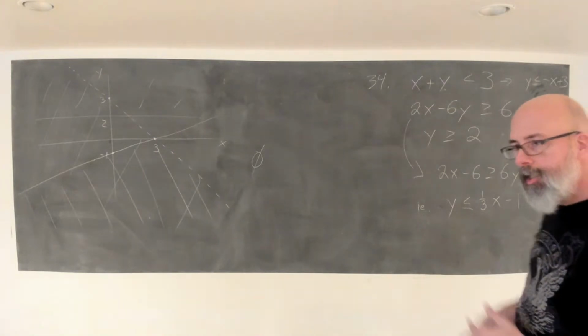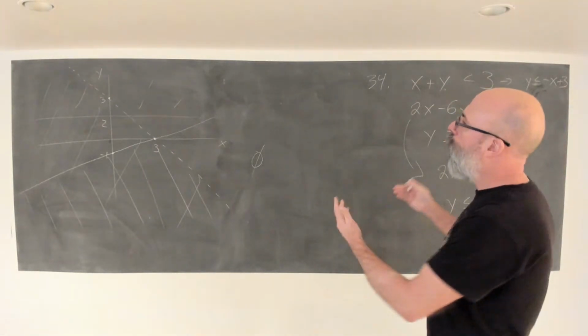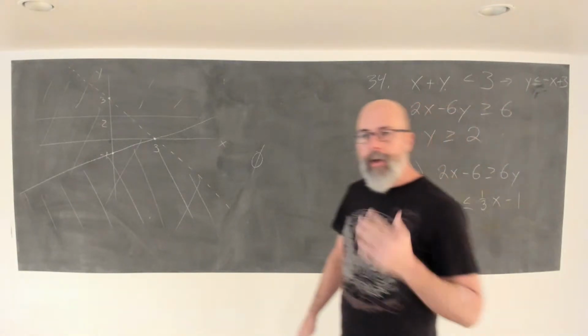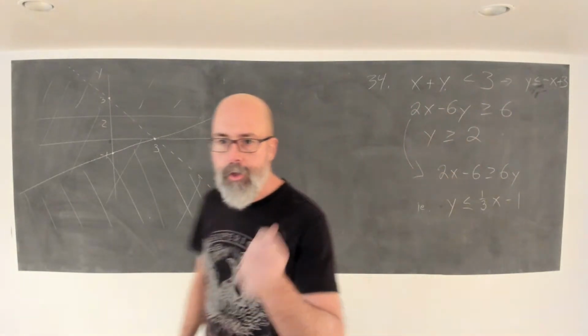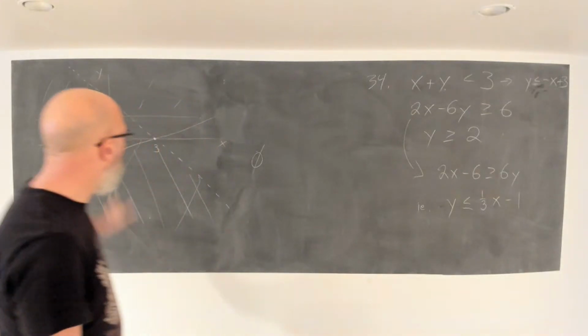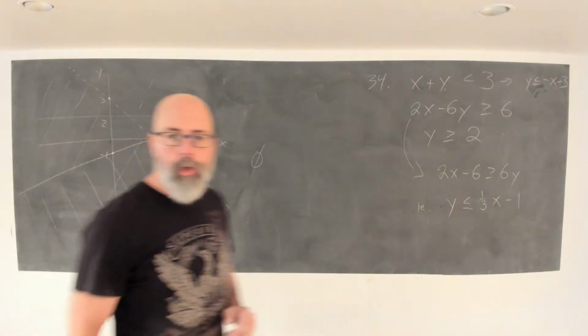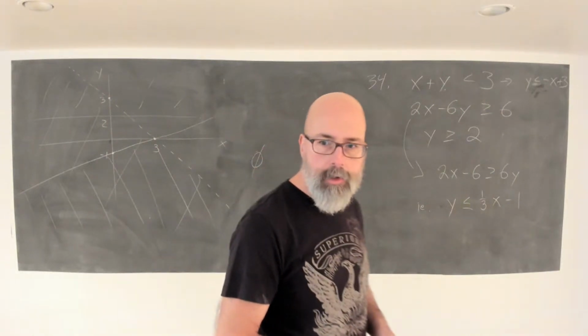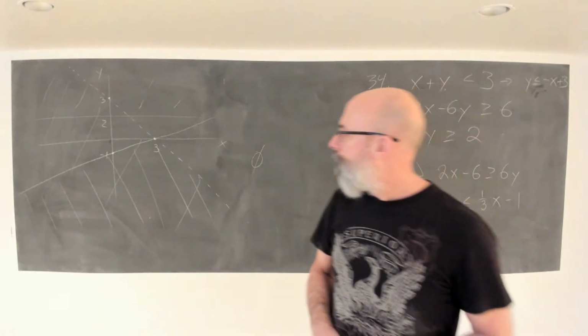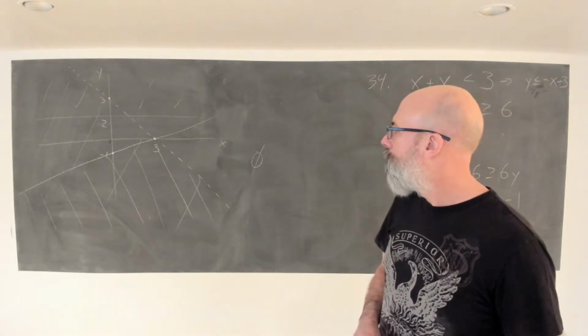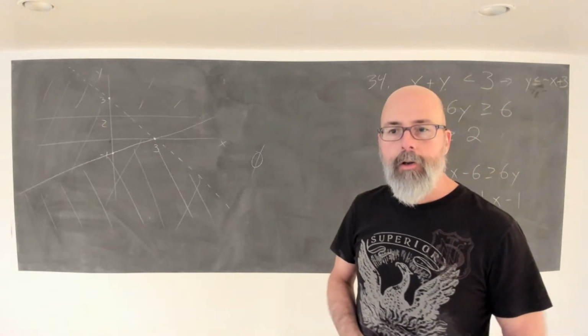So as I suggested, next time we're going to ask the question, how do we find the maximum and minimum of functions on these feasible sets? We'll see two different methods. And we'll discuss these on Thursday.